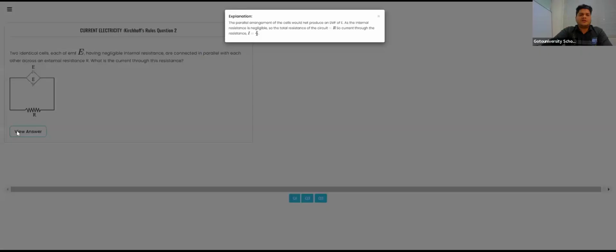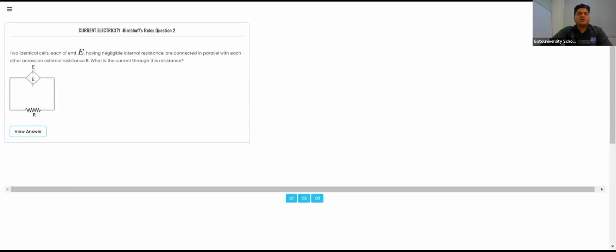Now the question is, two identical cells, each of EMF E having negligible internal resistance, are connected in parallel with each other across external resistance R. What is the current through the resistance?